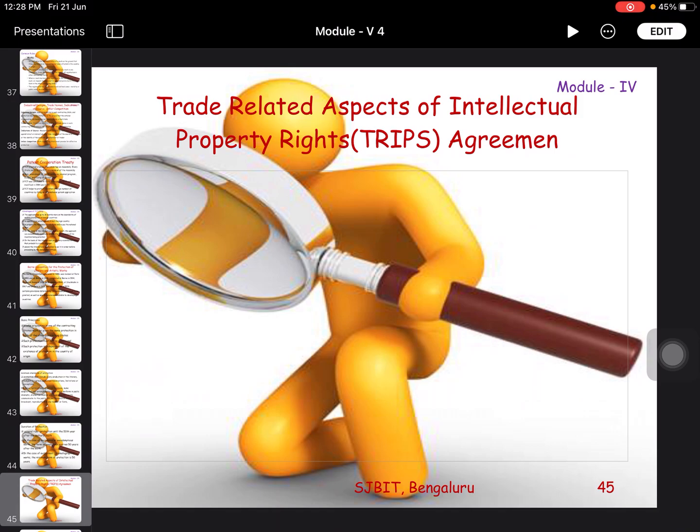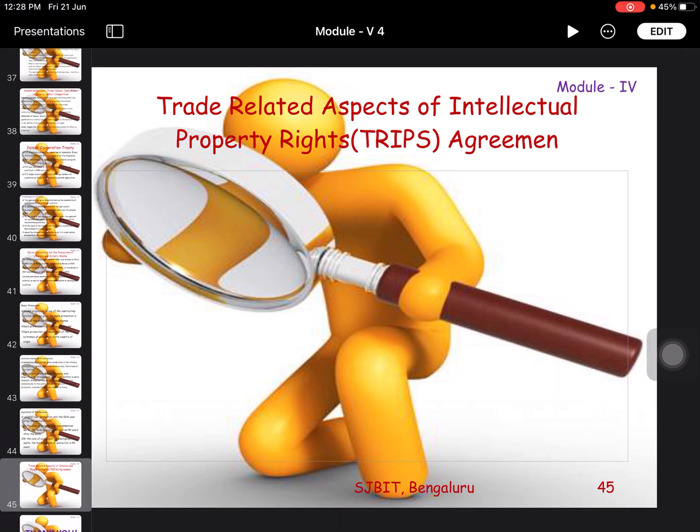TRIPS, the Agreement on Trade-Related Aspects of Intellectual Property Rights, was concluded to protect IPR in an effective way.